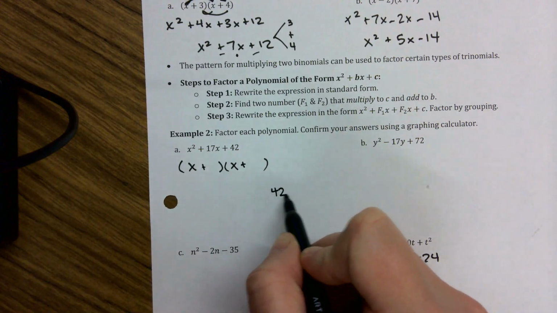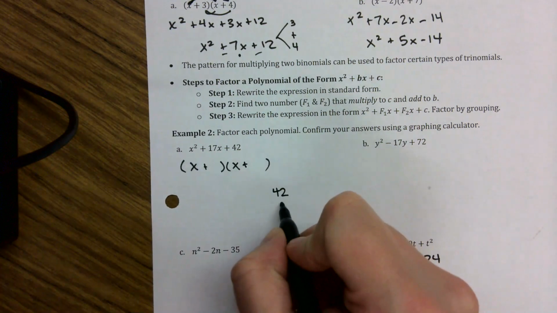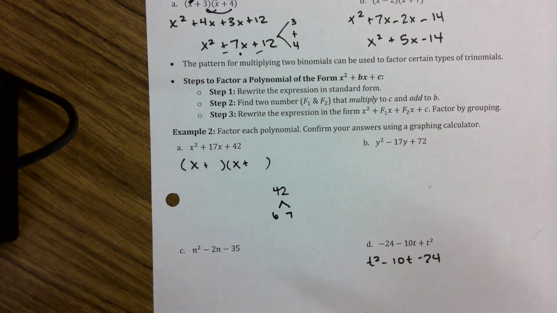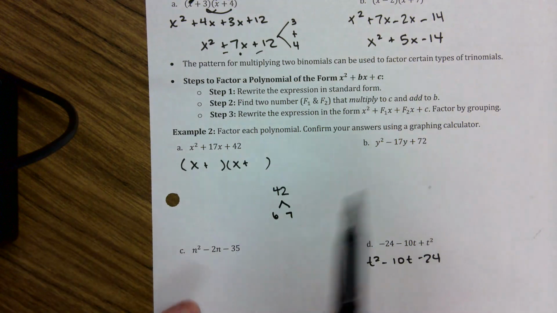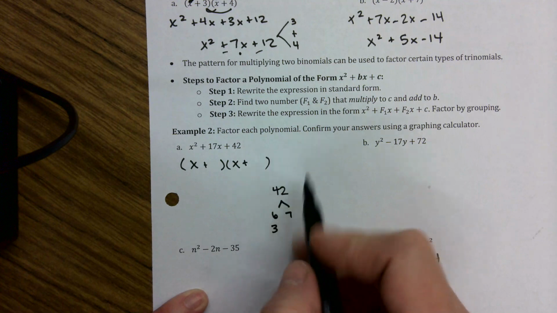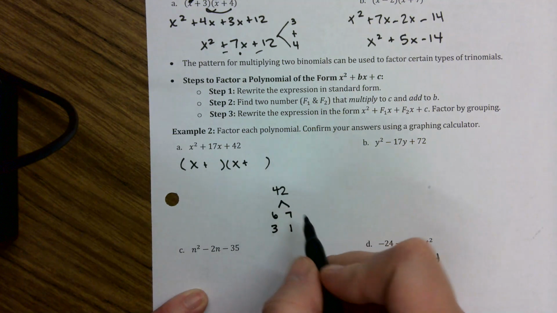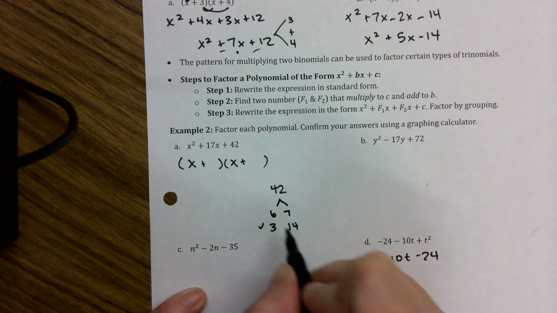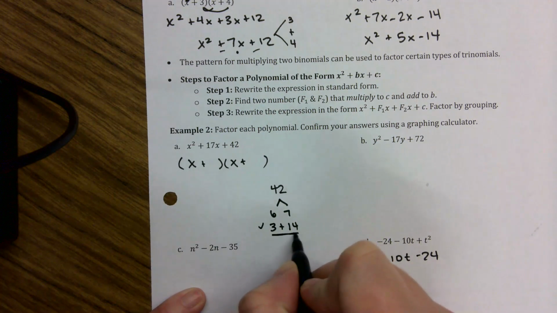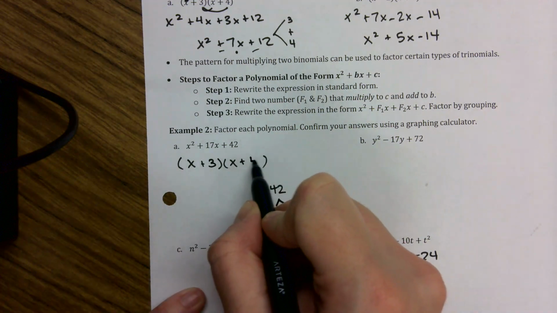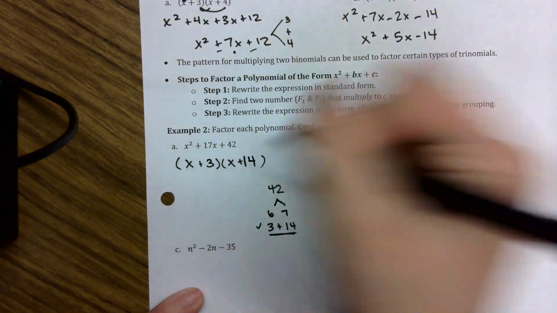We have to find factors of 42 that give us 17. Well, I know 6 and 7 make up 42. When I add them together, do I get 17? No. All right, let's try some other factors. If I take 42 and divide it by 3, I get 14. Does that give us 17? Yes. So when I add them together, I get 17. So x plus 3, x plus 14.